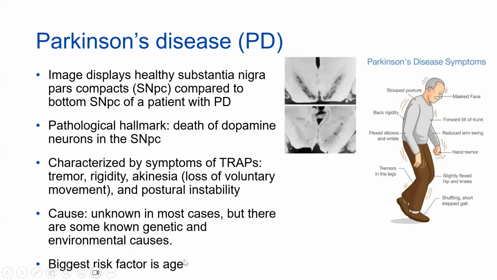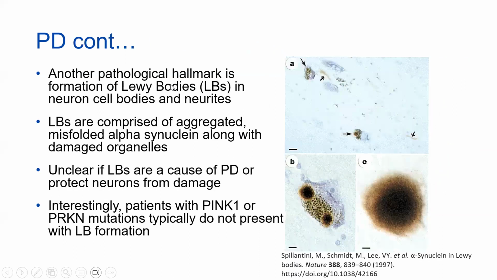But I guess I will mention that there are some forms of PD called early onset PD, where patients experience symptoms starting before age 50. That's early onset Parkinson's disease. Another pathological hallmark of PD is this formation of Lewy bodies in neuronal cell bodies, which you can kind of see in this image here, or in neurites, which you can see here and here.